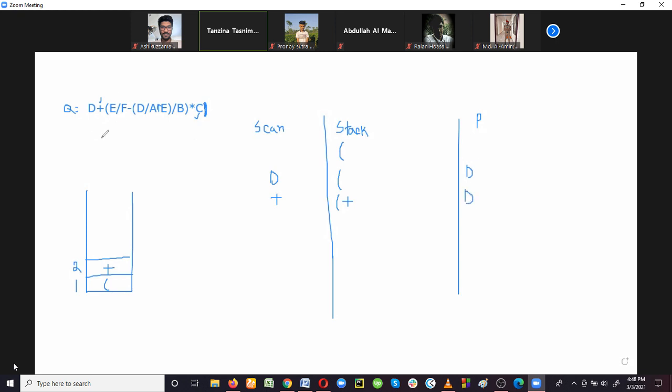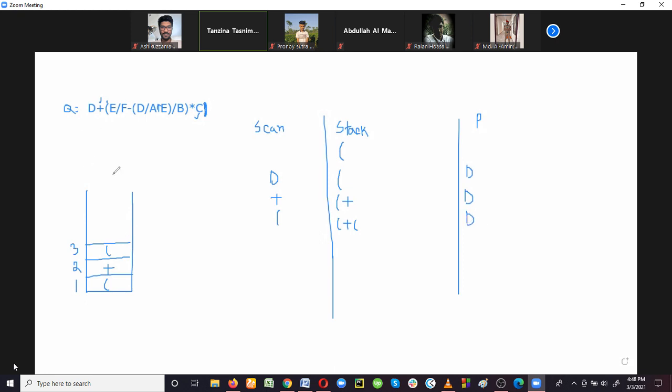Now again we will scan this infix notation, and this is a left parenthesis. Okay, so if a left parenthesis comes, just add it to the stack. The left parenthesis would be added at the top of the stack. So here we can store another left parenthesis, and the postfix notation will not be changed. It still has one operand, D.